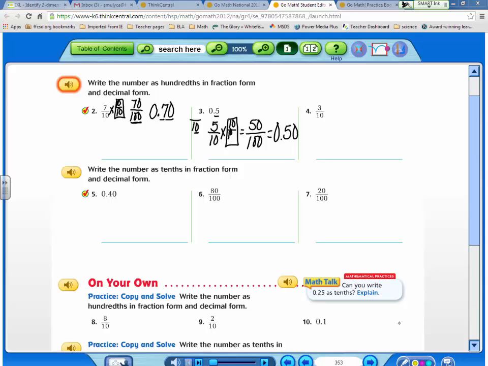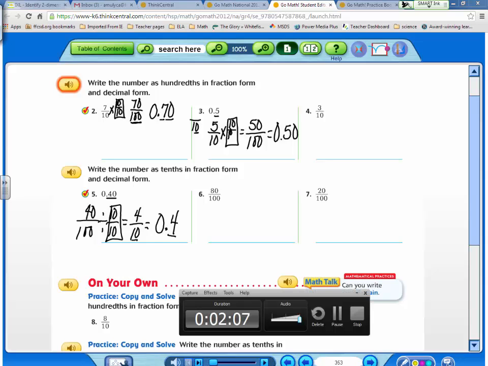Taking a look at this one, we're moving backwards. We're moving down to tenths. So this is 40 hundredths, 2 places, 2 zeros. So we would start with 40 hundredths, and we would divide by the form of 1, which is 10 over 10, and we end up with 4/10, and we write that as a decimal as 0.4. One place here, 1 zero here. I hope these strategies help.